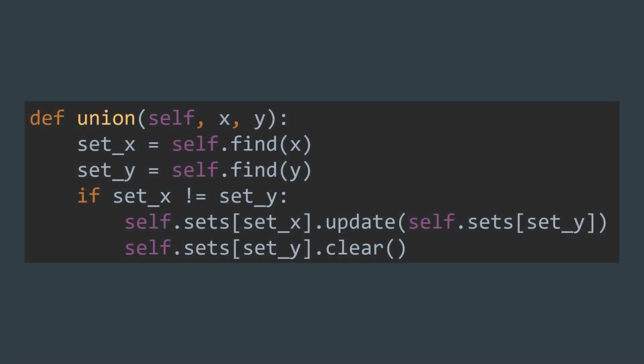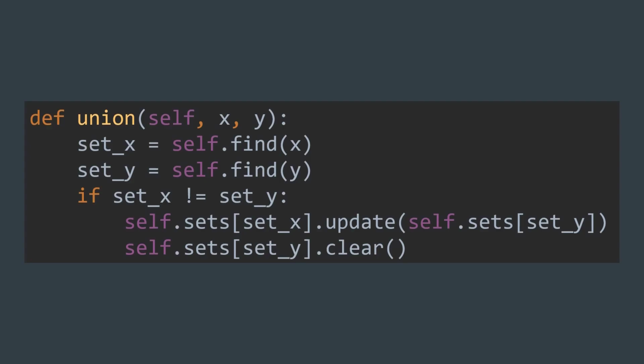And to join the sets of two given elements, we first find their sets, and if they're different, we transfer the elements of the second one to the first one, and clear the second one because we don't need it anymore. This implementation works, but as said earlier, it's not efficient. Let's first see the reason.